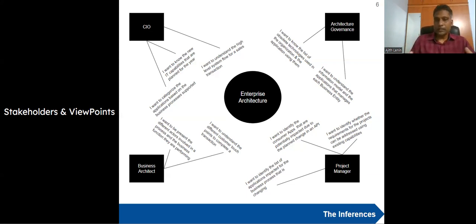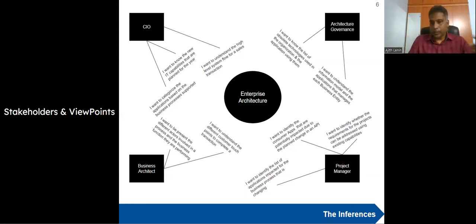So this gives me a perspective on how IT leadership or a CIO is looking to use enterprise architecture. This gives me the viewpoints, right? It helps me design how I want to provide the artifacts or what components I want to use to provide these viewpoints.